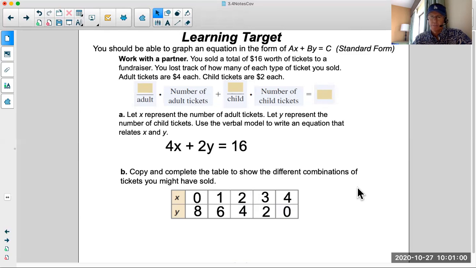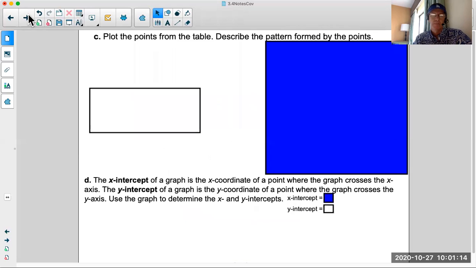Okay. Notice, would this be linear or non-linear? As x goes up 1, y goes down 2. It's a constant rate of change. It's not altering. So that would be linear. Okay, so I kind of got ahead of myself here. So plot the points from the table. Okay, so you do that over here. Go ahead and plot it. Pause and plot.